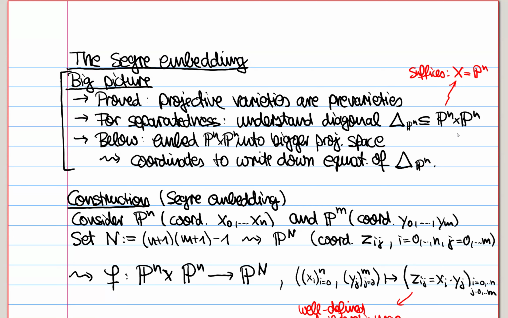And in fact, since we know that each sub-pre-variety of a variety is a variety, it suffices to show that P^n is a variety, because then any projective variety is closed in there, and so it's also a variety. So really, what we need to understand is the diagonal of P^n, projective space. And to do that, what we do is embed the product P^n cross P^n into some bigger projective space, and then this gives us coordinates to write down the equations for this diagonal.